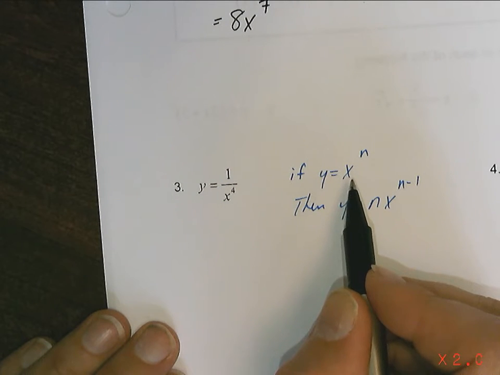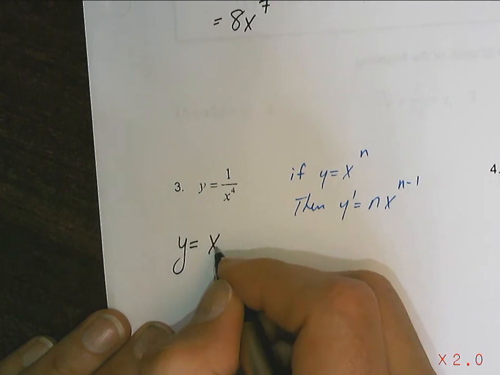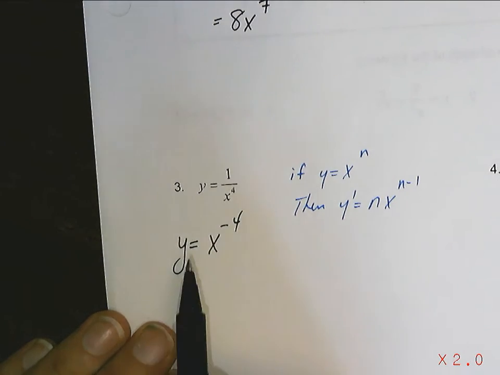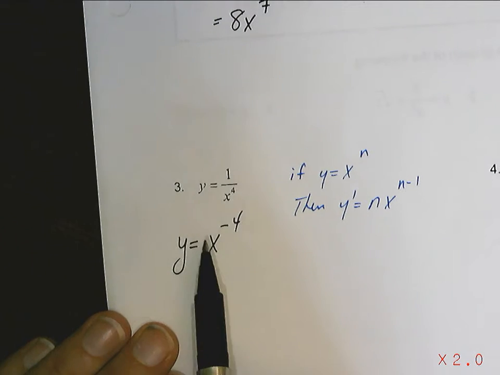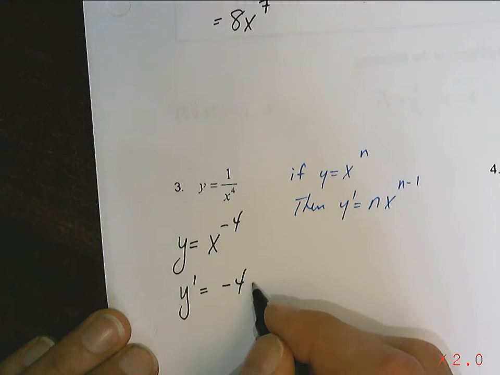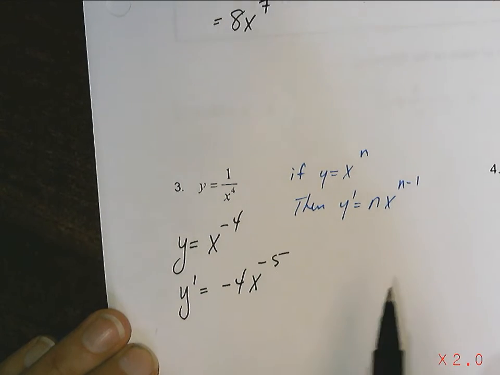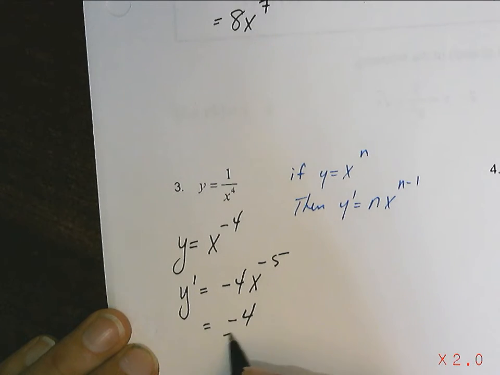But we can make it look like that. So we're going to change how it looks. Notice I don't put the little prime sign here yet. I have not taken a derivative. All I've done is rewrite this. So the prime will be, bring the negative 4 down, x to the negative 5. Why negative 5? Because negative 4 take away 1 is negative 5. So it's negative 4 over x to the 5. Get used to writing it like that.